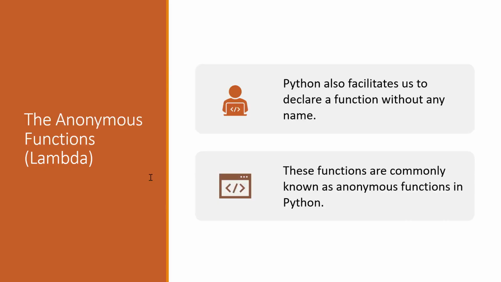Now let's move to our last topic and discuss anonymous functions. Till now we have been declaring and calling functions in our Python program with a name, but Python also allows us to declare a function without any name. These functions are commonly known as anonymous functions in Python. Generally when we define a function, we use the def keyword, but to define an anonymous function, we use the lambda keyword. Due to this, anonymous functions are also referred to as lambda functions.